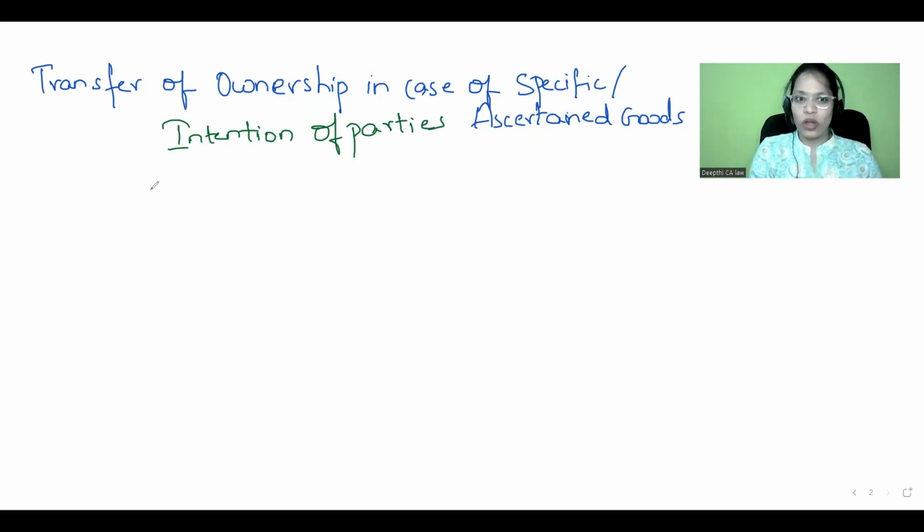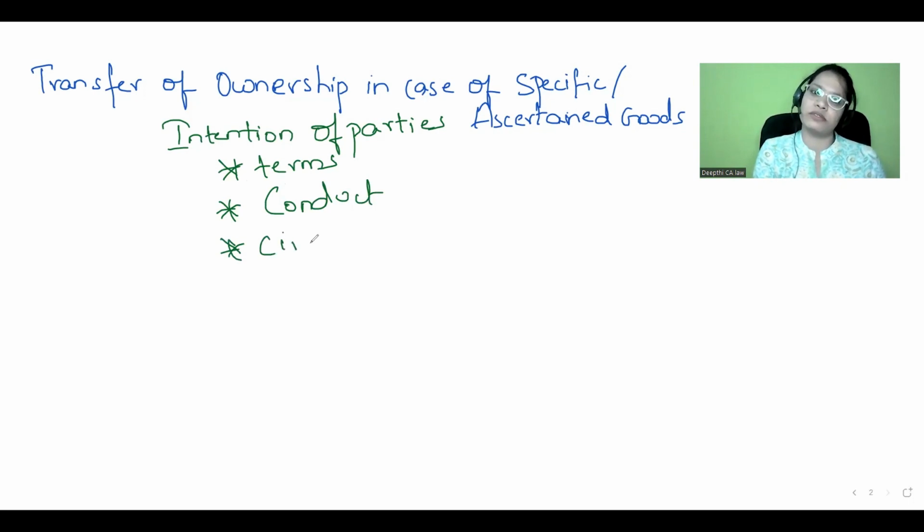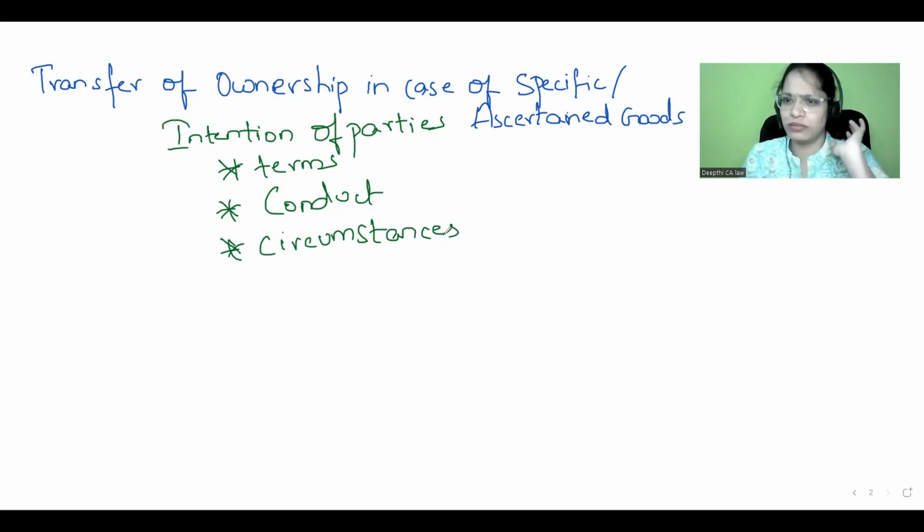Okay. So how do you know the intention of the parties? If you ask me this question, I have three things. One is based on the terms of the contract, the second is based on the conduct of the parties, and the next one is based on the circumstances. So what are the terms? Terms is nothing but whether it is a sale or an agreement to sell. If it is a sale, you'll immediately become the owner. If it is an agreement to sell, at a later future date, you are going to become the owner.